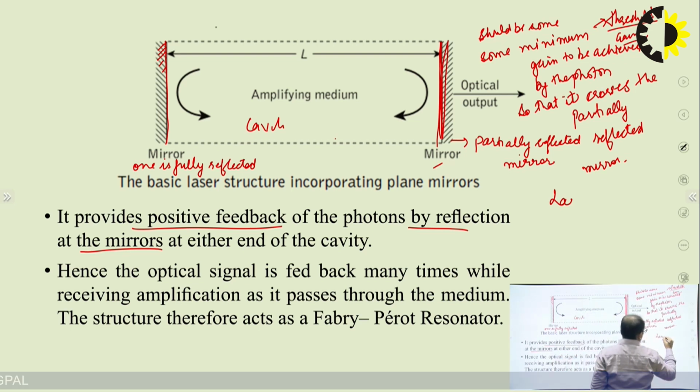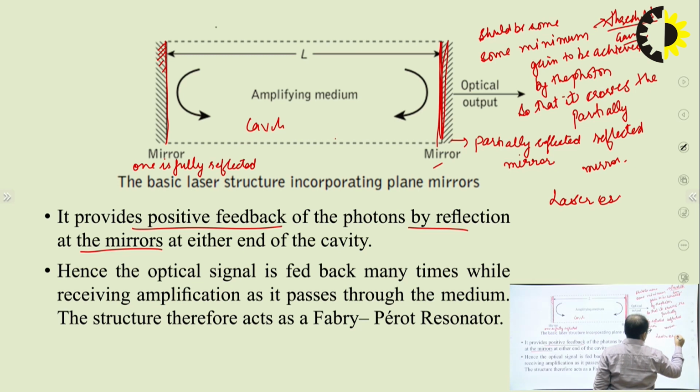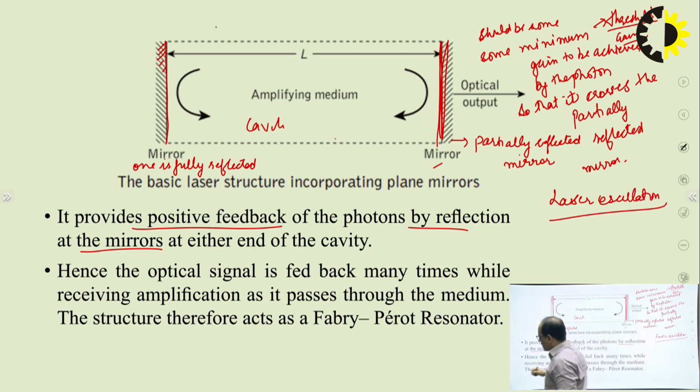Clear? And that is known as the laser oscillation. So there should be some minimum gain required for a photon. Means the photon should have a minimum gain so that it crosses the cavity from the partially reflecting mirror, and that minimum gain is known as the threshold gain.